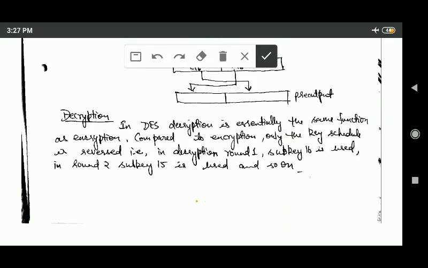Now in DES, decryption is essentially the same function as encryption. Compared to encryption, only the key schedule is reversed in decryption. It means in decryption, in round 1, subkey 16 is used, in round 2, subkey 15 is used, and so on. So in this algorithm, decryption is the same function as encryption, and only the key schedule is reversed.